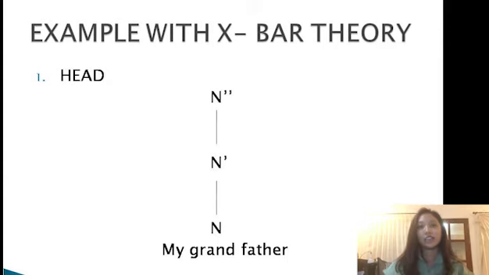Okay, for the last element of noun phrase, I will give you examples of noun phrase with X-bar theory. Here, I provide four examples for you. The first is head. In here, I give you the example of head: my grandfather. You can see the tree diagram. There is an N double bar that branches into an N bar, and it branches into an N or noun. So my grandfather is a noun.